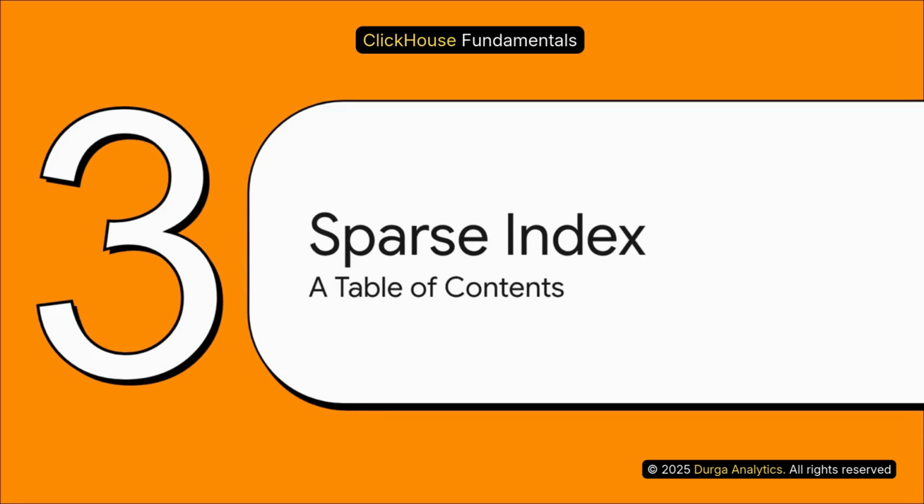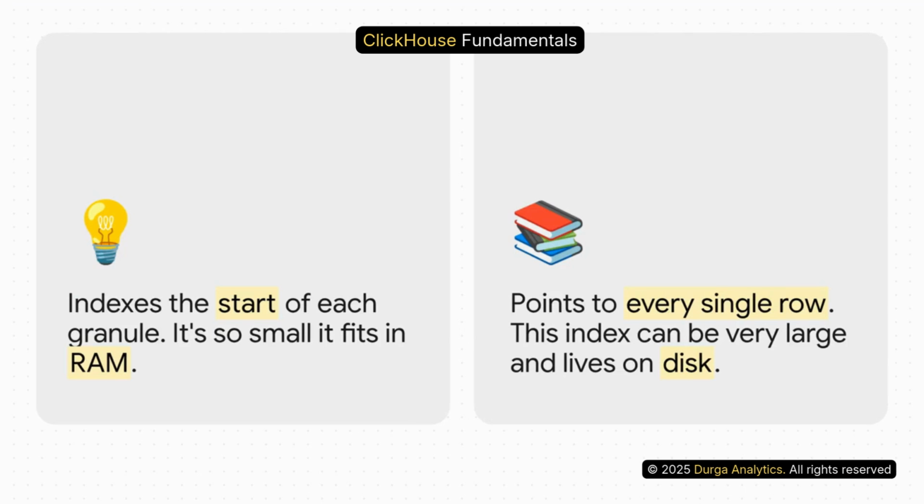If granules are the paragraphs and the marks are the page numbers, then the sparse index is the table of contents. And it is a radically different approach compared to what you might be used to in other database systems. And this slide just illustrates the difference perfectly.